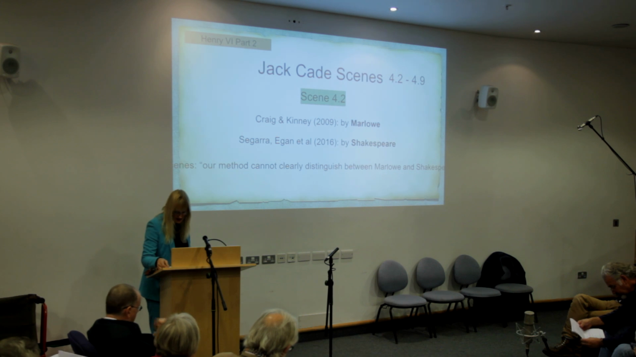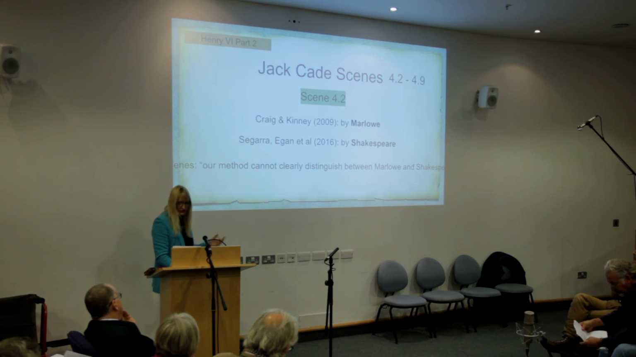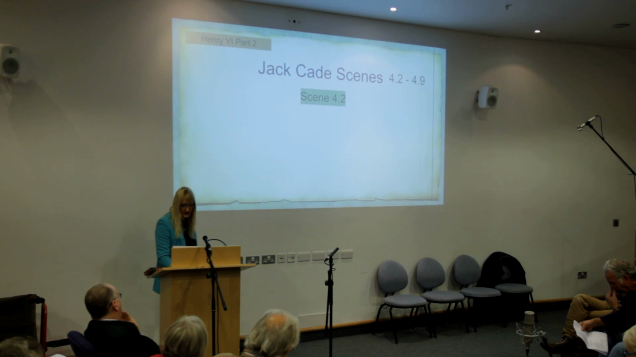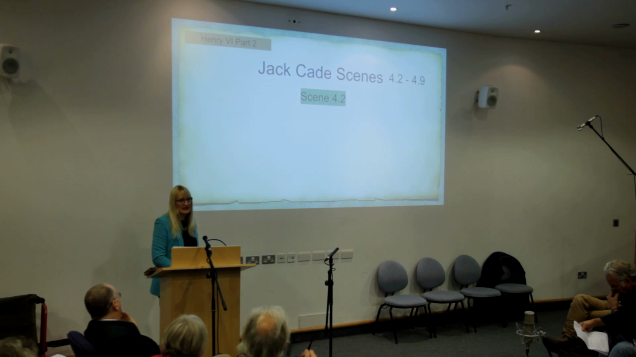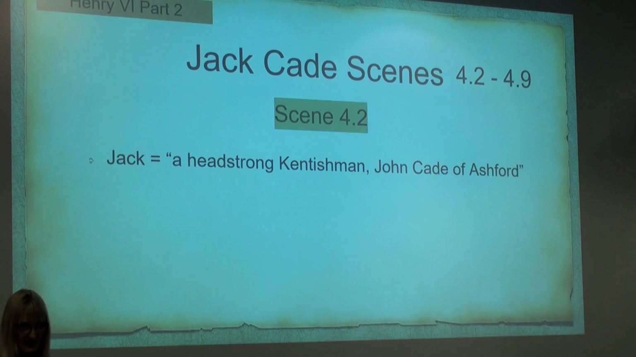We do actually have other grounds, and something related to my own personal research, aside from Craig and Kinney's work, for attributing 4.2 to Marlowe. In Hall's Chronicles, the play's main source, Jack Cade is described as an Irishman. In scene 4.2, he's described as a headstrong Kentishman, John Cade of Ashford. Kent was Marlowe's home county.